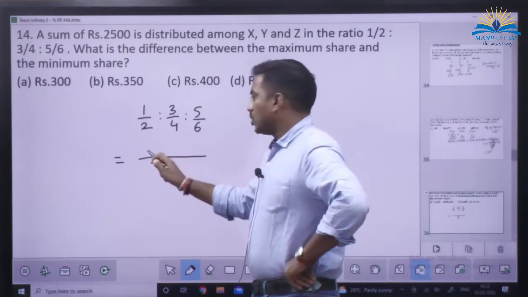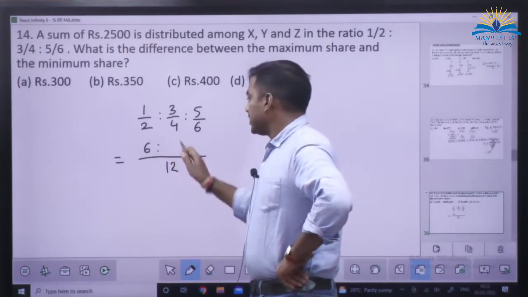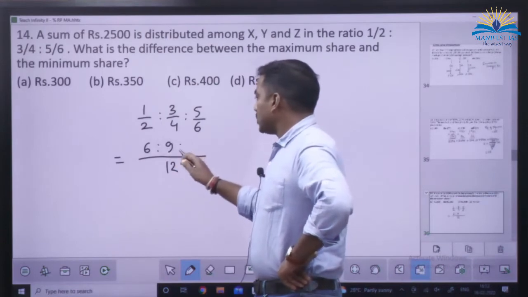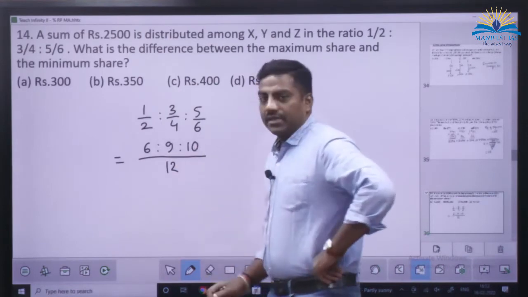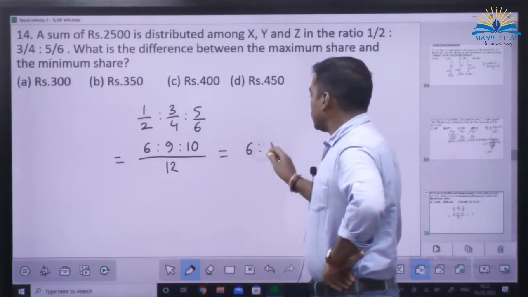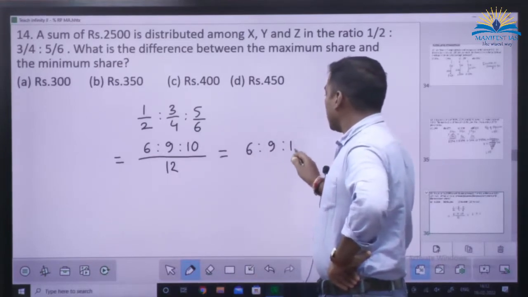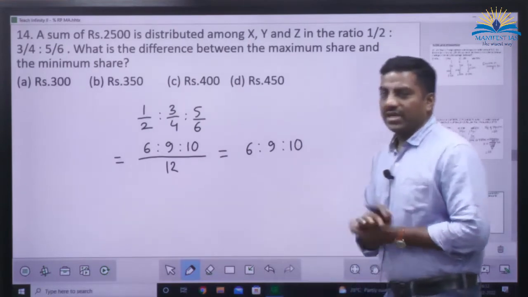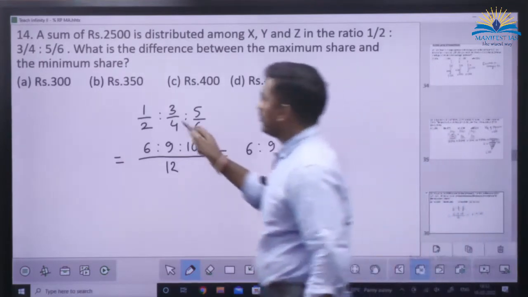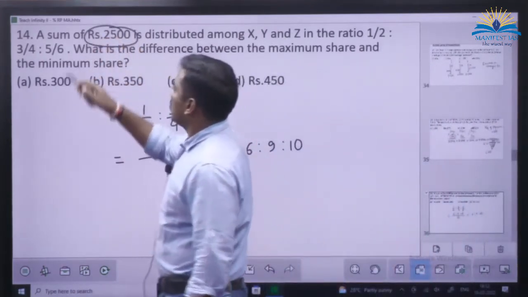2 6s are 12, so 1 6 is 6. 4 3s are 12, so 3 3s are 9. 6 2s are 12, so 5 2s are 10. So finally, what is the ratio? 6 is to 9 is to 10. This is the final ratio. And how many rupees are we distributing? 2,500.